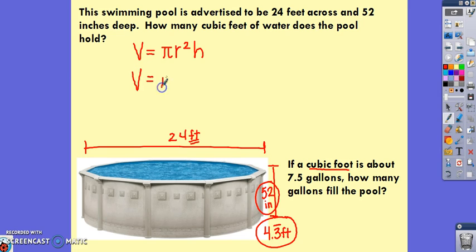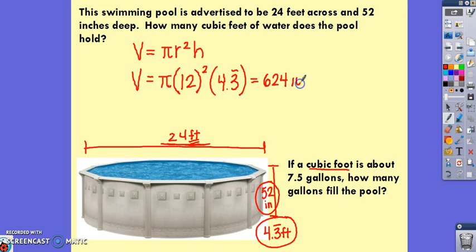Here we go. Volume, pi. Radius, don't be tricked, that was 24 all the way across, so our radius is only 12. And our height is 4.3 repeating, or 4 1/3. I'm going to do that in terms of pi to start out. That means I'm going to ignore the pi for now and just do the 12 squared. 12 squared times, now if you're typing in 4.3333333, type a bunch of 3's, okay? And if you type a bunch of 3's, you should get 624. Pi hasn't been included yet, so that is still in terms of pi.